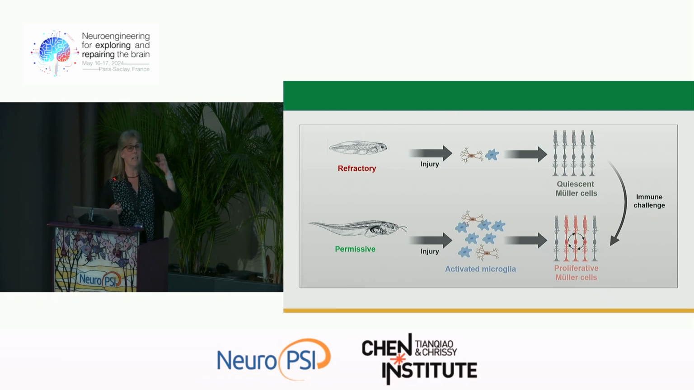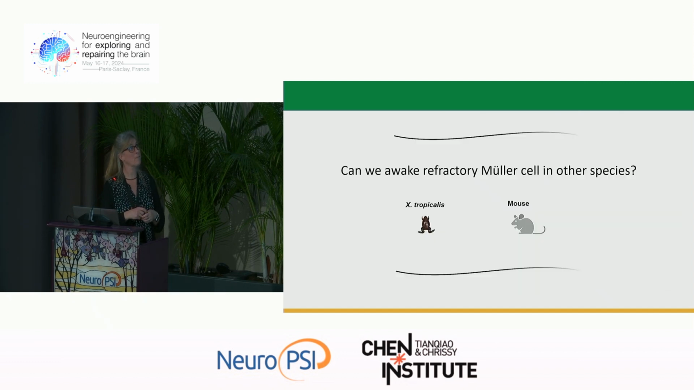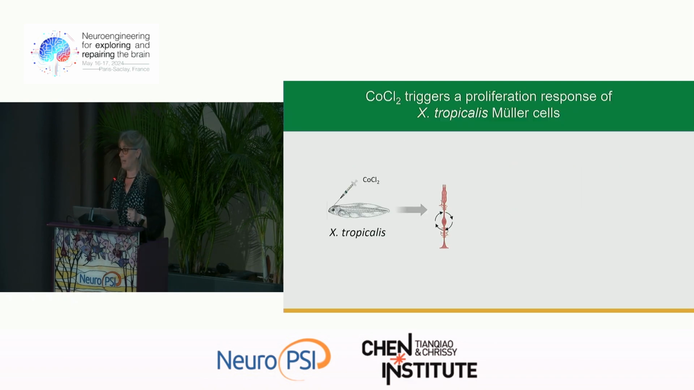And so we wondered whether, from this knowledge, we could make other dormant Müller cells in other species, can we awake them by simply generating an immune challenge? So I told you, remember, in Tropicalis, Müller cells were refractory, and same thing, can we also awake Müller cells in mammals using this inflammatory microenvironment? So first in Tropicalis, we did this CoCl2 intraocular injection.